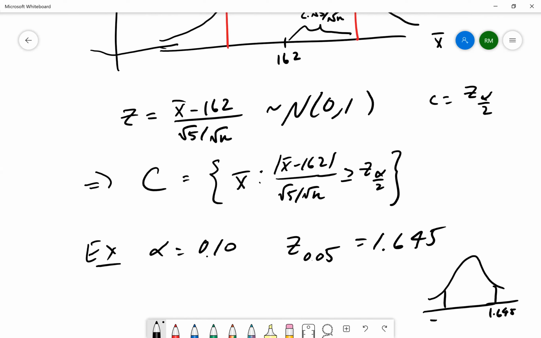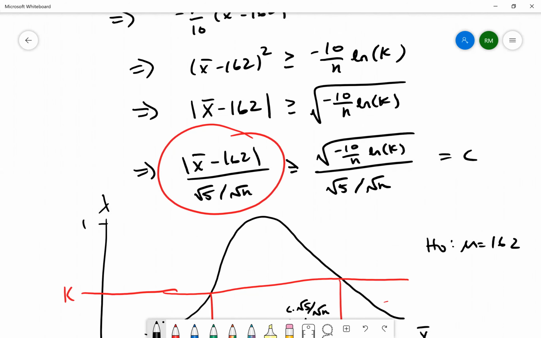1.645, negative 1.645. This tail has area 0.05. This tail has area 0.05. There's 0.90 in the middle. And this gives us a critical value. This gives us a critical region, which has area 10% in the two tails combined.